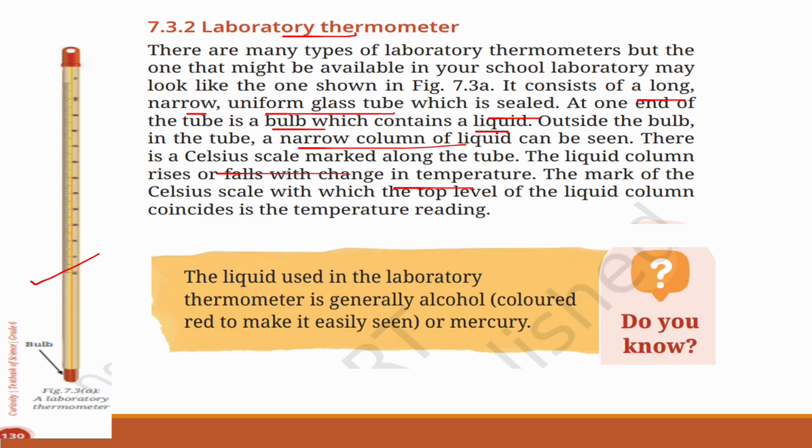The liquid used in the laboratory thermometer is generally alcohol colored red to make it easily seen, or mercury. So, the liquid used in a laboratory thermometer is generally alcohol. It is colored red. For what purpose? To make it easily seen, or the liquid may be mercury also.